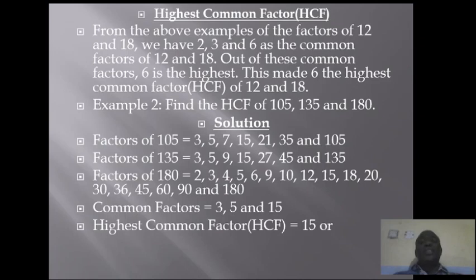So since 6 is the highest of all, then 6 becomes the highest common factor of 12 and 18. In other words, 6 is the highest number that can divide 12 and also divide 18. After 6, you cannot have any number that can divide the two of them. That makes 6 the highest common factor.